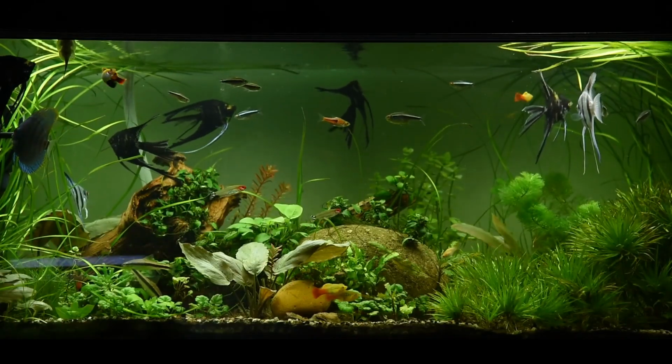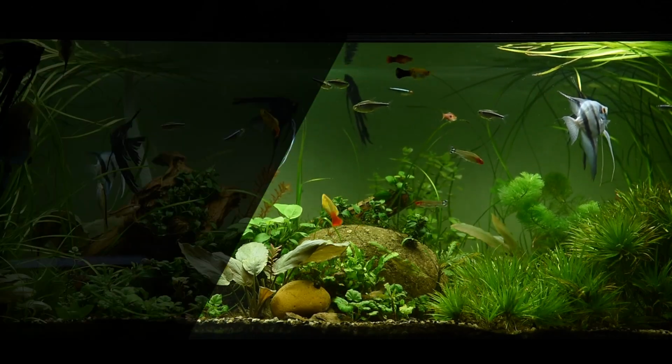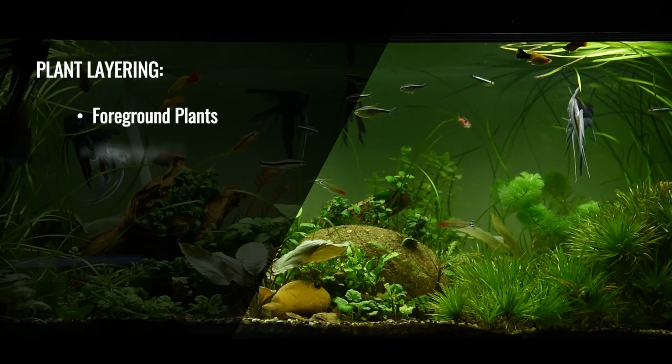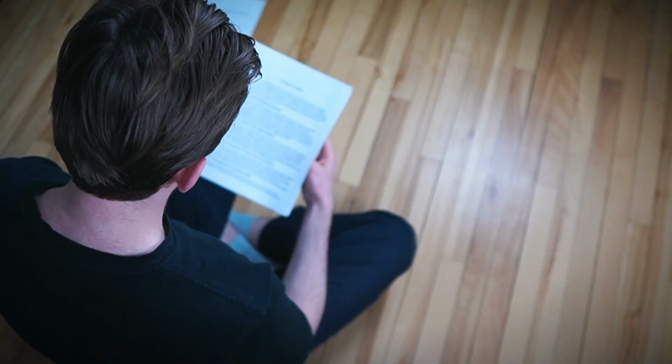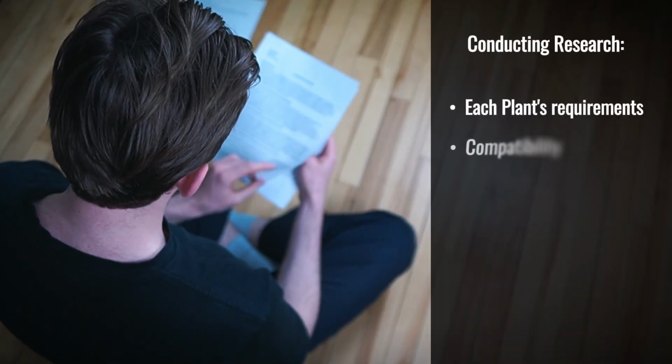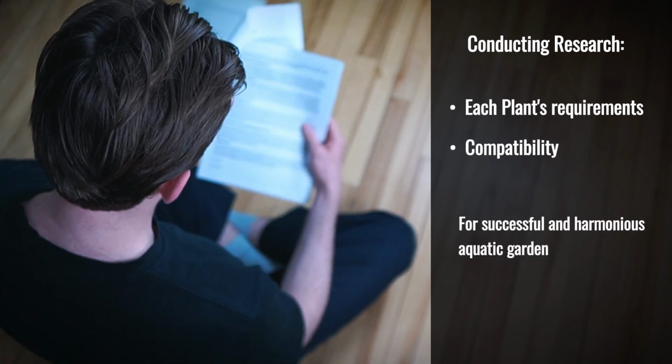Additionally, consider the growth habits of plants and how they will complement each other aesthetically. Aim for a balance of foreground, midground, and background plants to create depth and visual interest. Researching each plant's requirements and compatibility with your aquarium setup will help ensure a successful and harmonious aquatic garden.